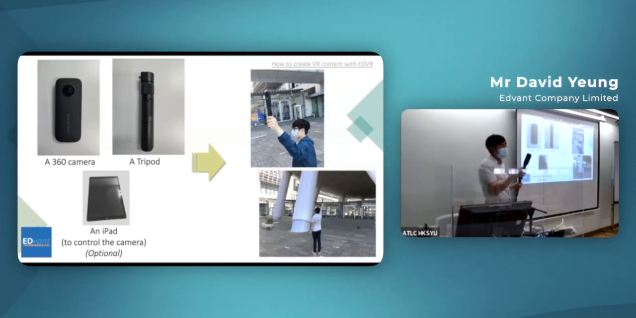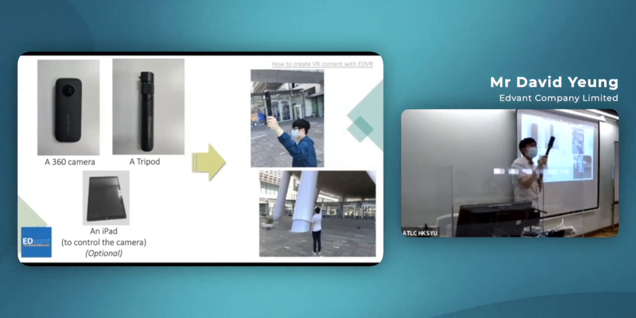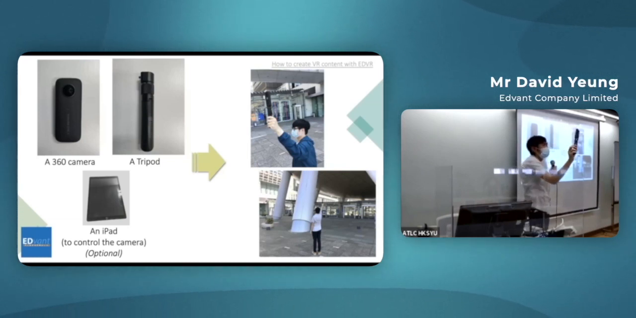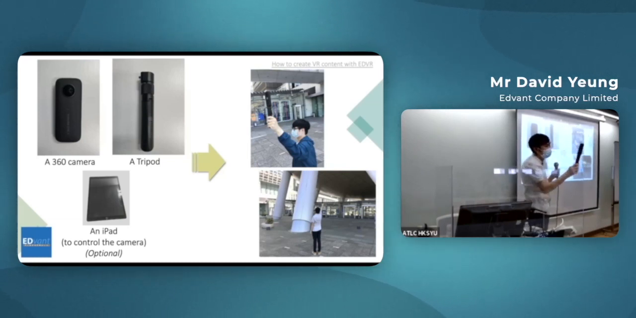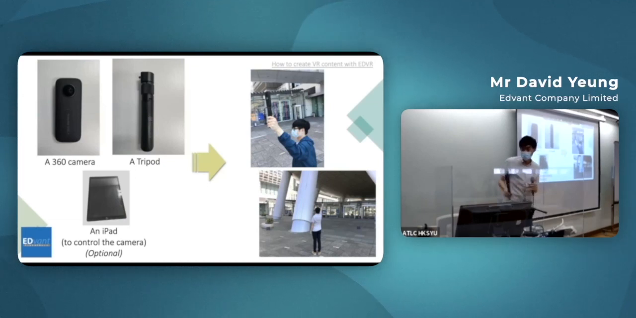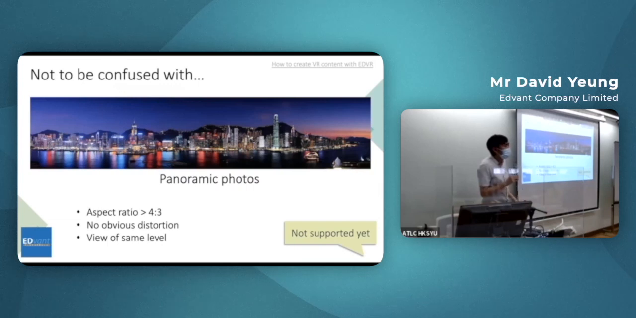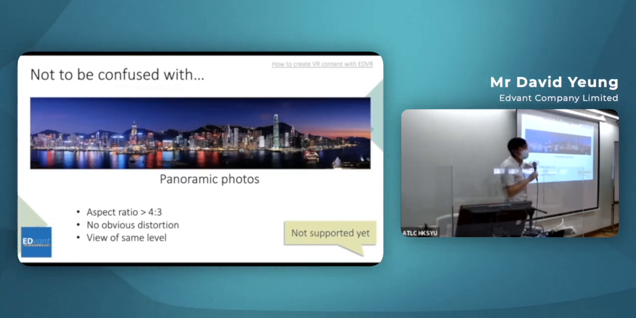I have to explain about this more. This 360 camera has two lenses, back and forth, both are fisheye lenses, so it can capture all angles at once. Okay. And then I would like to point out that this is not a panorama.